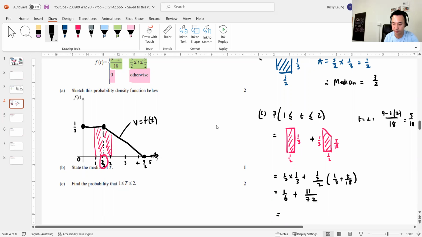Final answer, 23 on 22. Is that okay? So look, you can use integration to do this. I didn't, but you can have a go. You should get the same answer. Yeah, probably between 1 and 2. Yeah, it's another one.